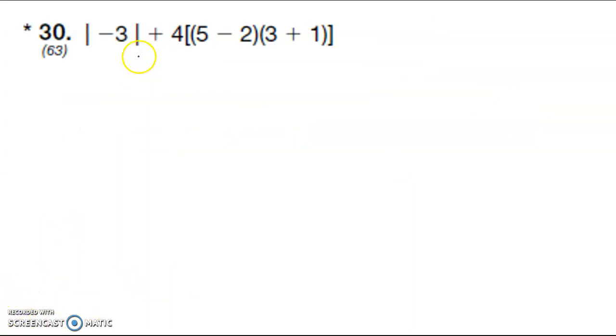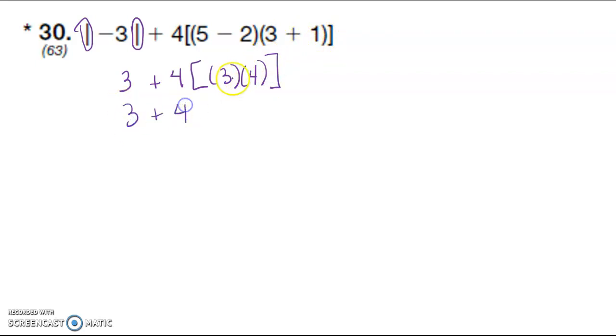All right, so we have some symbols of inclusion here. This is the absolute value symbol. So we know that the absolute value of whatever is inside of these two lines is going to be positive. The absolute value of -3 is 3, plus 4, and then we have brackets. So I'll do 5 minus 2, which is 3, times 4 plus 1, which is 3 plus 1, which is 4. And then 3 times 4 is 12. So this is 3 plus 48, which is 51.